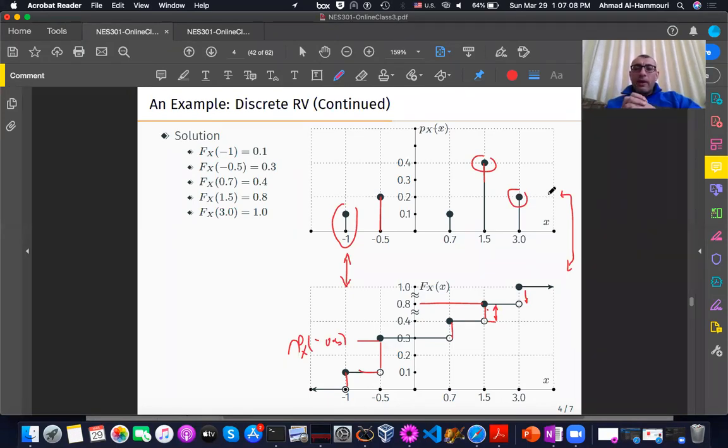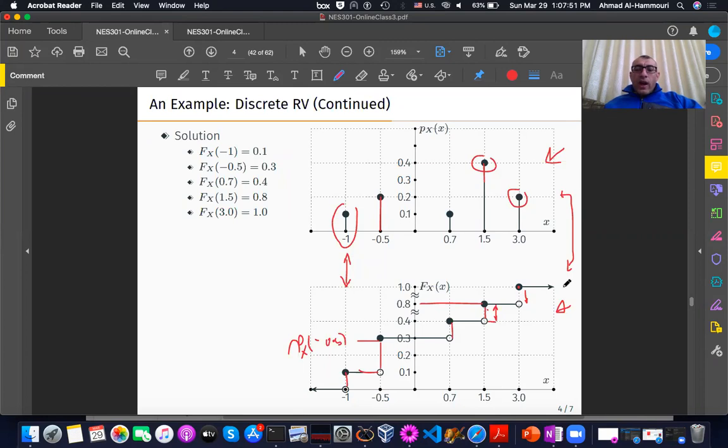The relation between the plot of the PMF and the CDF: wherever you have a spike in the PMF, you have a step in the CDF, and the number of steps is the number of spikes. The height of the step is measured from the previous step, not from zero, and it is the height of the spike at the same point. Is the relation clear? So given the PMF, it is straightforward to get the plot of the CDF.